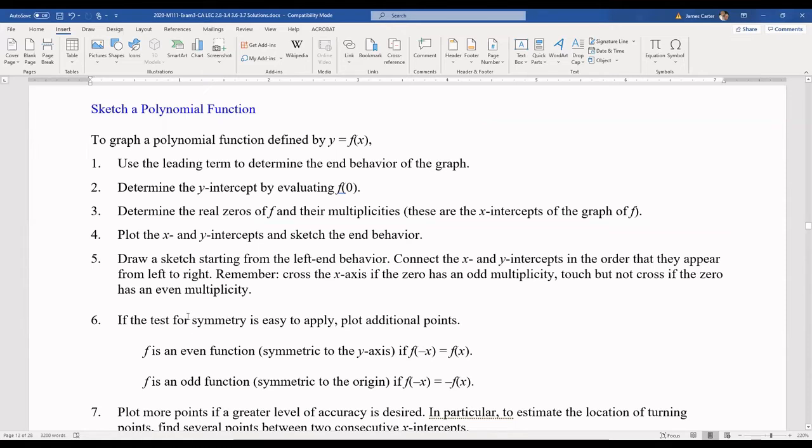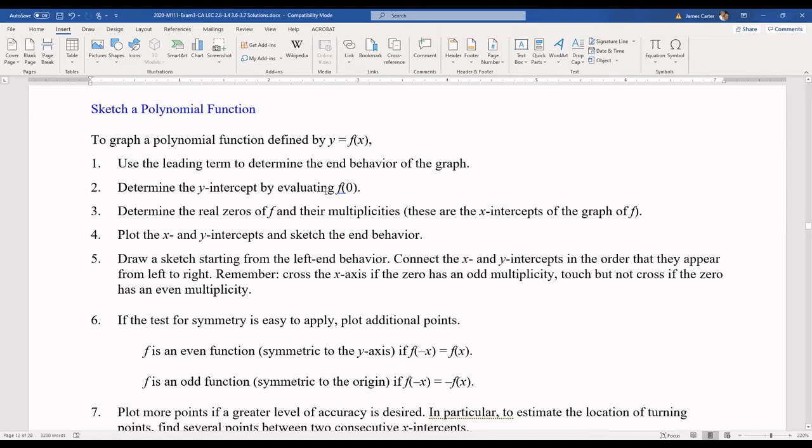Sketch a polynomial. Okay. First, we look at what leading terms do for us, whether it's like that or whether it's like this or like this. Can't hardly see that on my screen, I'm too close.